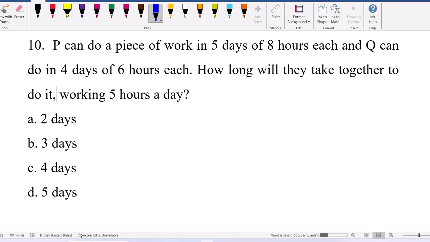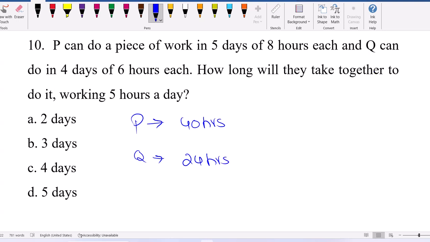Right. Fine. So listen, sir, days and hours both are there, which is confusing. Convert all into hours. P alone takes 40 hours. How? 5 days, each day 8 hours. Then Q will be 4 days, each day 6 hours, which means 24 hours.